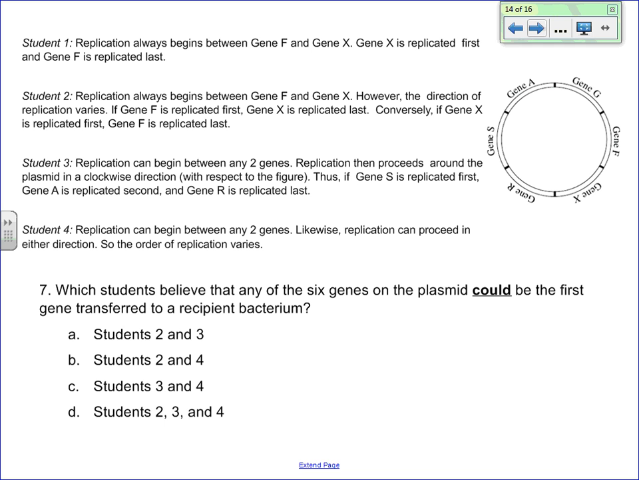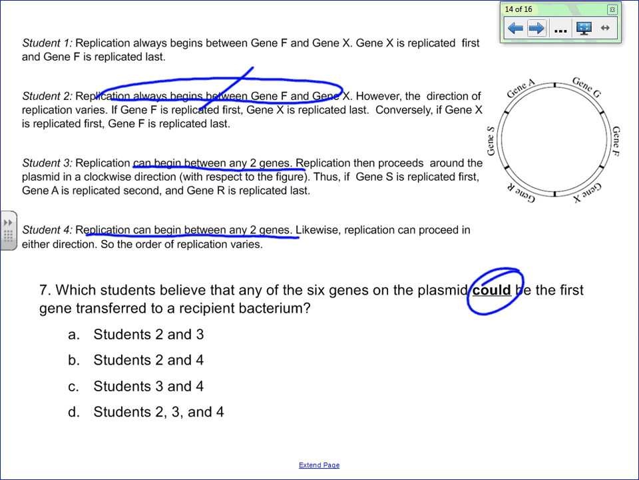Number 7, which students believe that any of the 6 genes on the plasmid could be the first gene transferred? Now we have a could situation. All right, who says that any of them could be the first one? 3 and 4. They say it can begin between any 2 genes. All right, this one right here is too restricted. It says it has to be between F and X, and this one says it has to be X first. That means that 3 and 4 is the right answer.